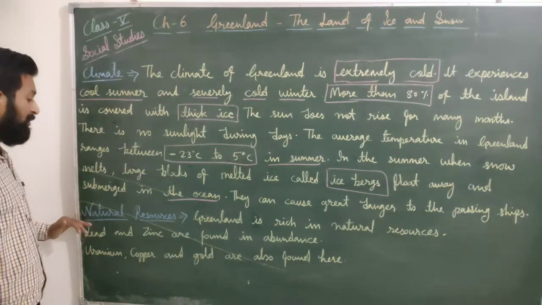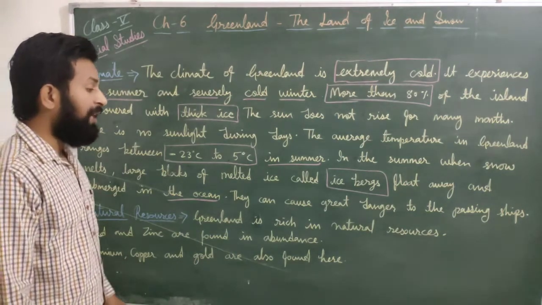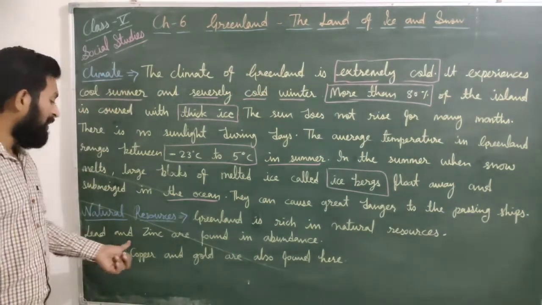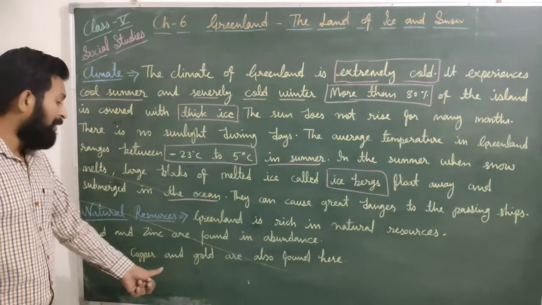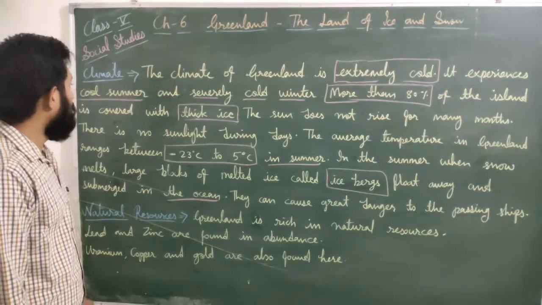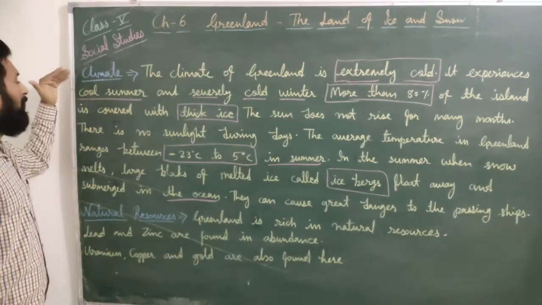Now natural resources. Greenland is rich in natural resources. Lead and zinc are found in abundance. Uranium, copper and gold are also found here. Dear students, once again I am going to revise climate.